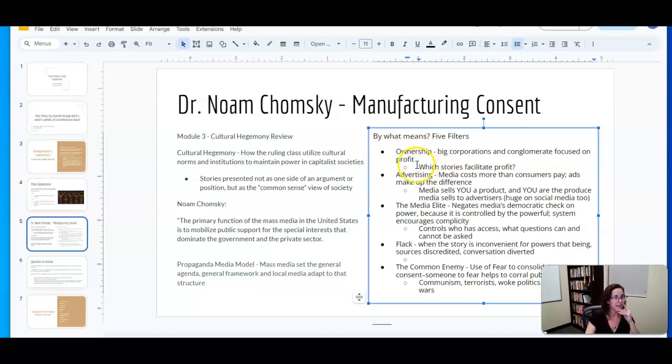Okay, so ownership and advertising. Then we also have the role of the media elite. So these big major five corporations. Chomsky tells us that this negates media's democratic check on power because it is controlled by the powerful, and so the system therefore encourages complicity.